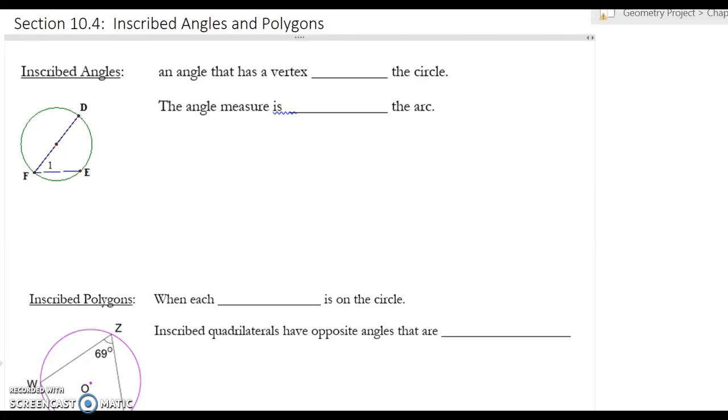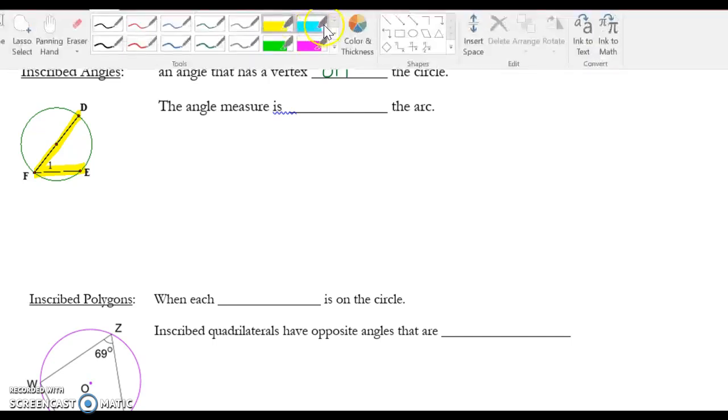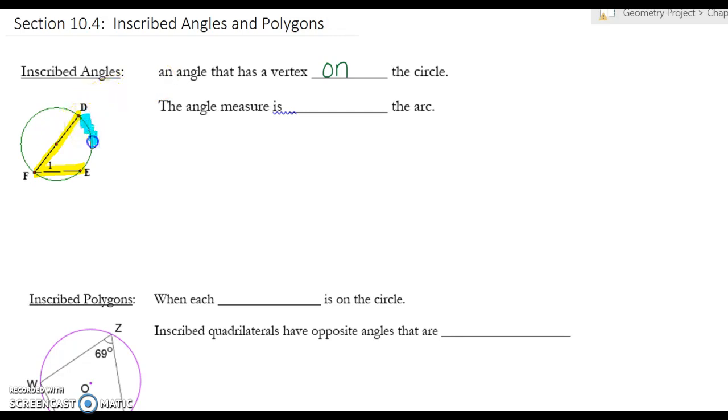Okay, so what we're talking about in this section is inscribed angles and polygons. An inscribed angle is an angle that has a vertex on the circle. This angle I'll highlight is inscribed because it fits perfectly inside of the circle. If you notice, that inscribed angle makes this arc. The rule is that the angle is half the measure of the arc. So angle equals 1/2 the arc.